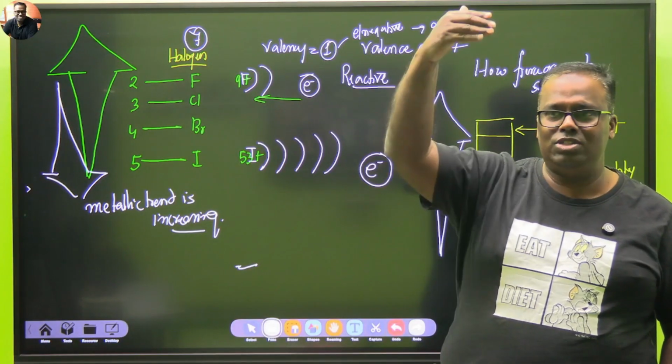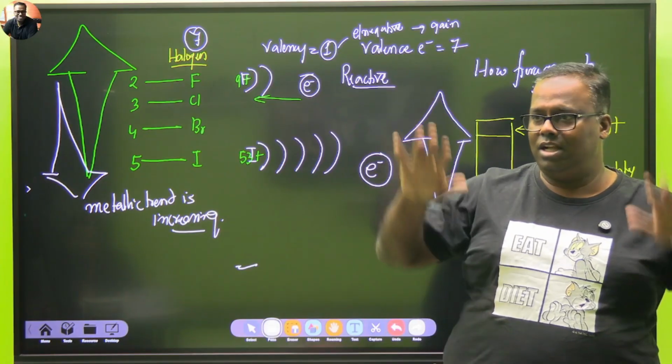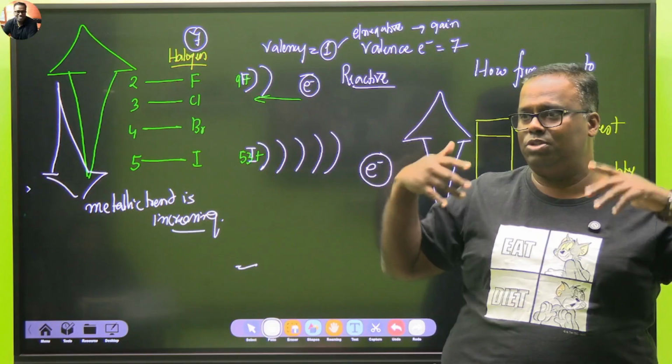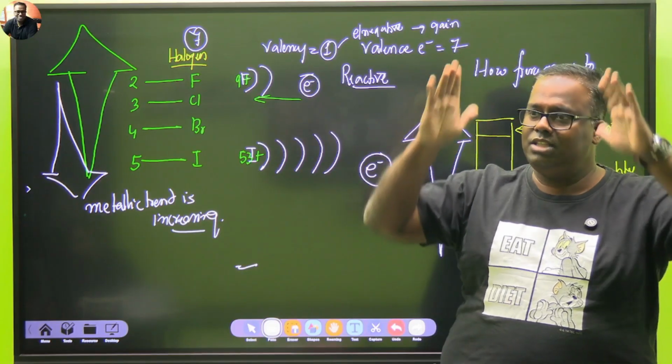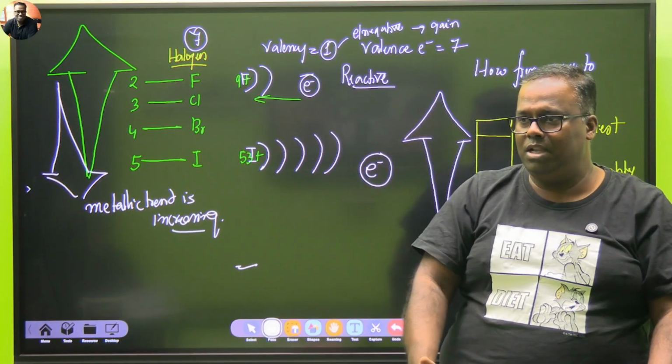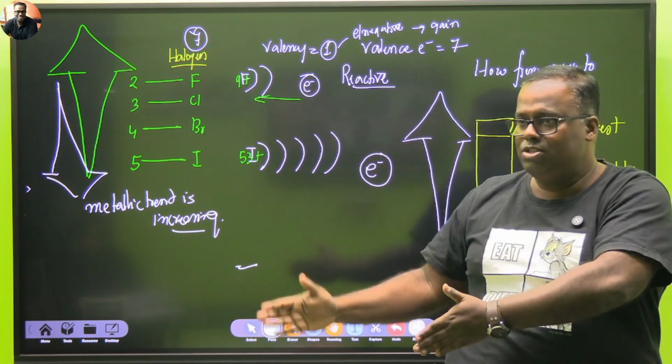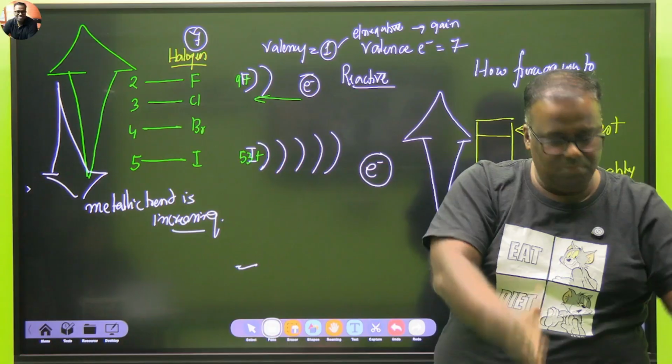In fact, when you study biology, you will see that there are two hormones, testosterone and progesterone. It doesn't mean that testosterone is present only within the male group. No, it's there in the females also, and progesterone is present in males also.